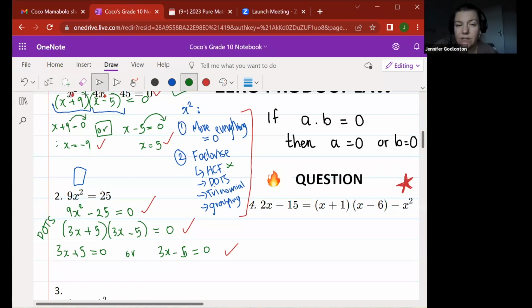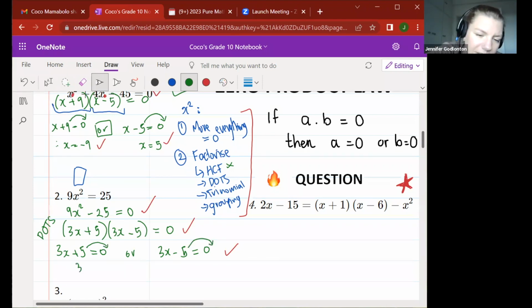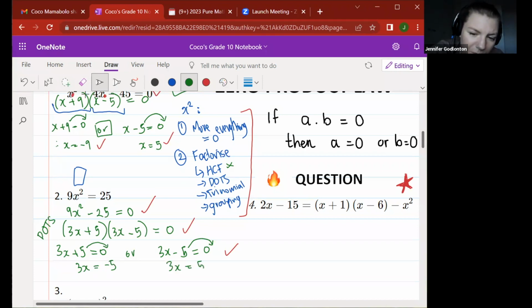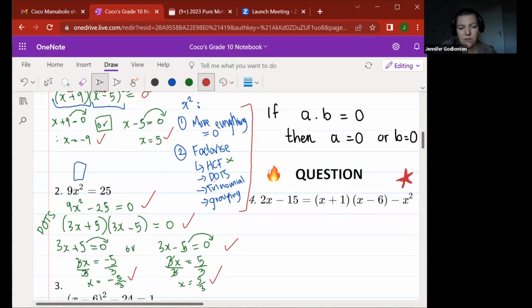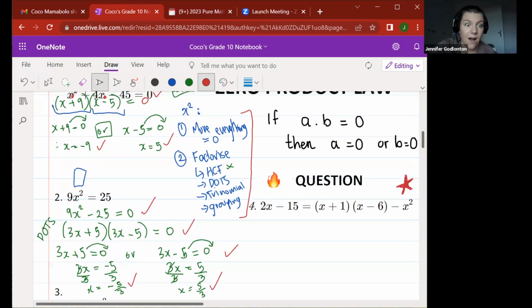Now we just have to solve these equations. So we're going to move that 5 over and that negative 5 over. So we're going to say 3x is equal to negative 5 and 3x is equal to positive 5. And now I need that x to be alone. So we're going to divide both sides by 3 so that that goes away. And so x is equal to negative 5 over 3, or x is equal to 5 over 3. And I want you to give yourselves a mark for each of those answers. So looking at this one, think of it as a mark out of 5. Think about where you got to in this question.